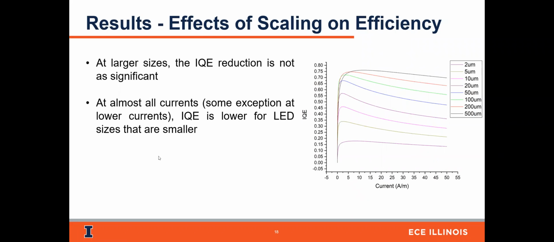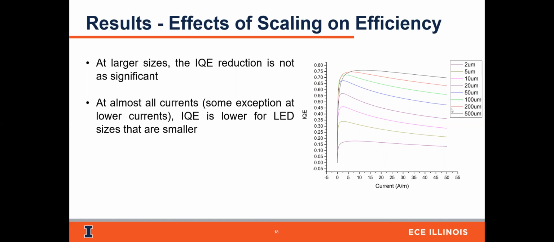The second result shows the current density as a function of internal quantum efficiency for different mesa sizes, different micro LED sizes. At a larger size, the IQE reduction is not significant, for example 500 micrometer, 200 micrometer, and 100 micrometer. You can see their peak IQE is about 70 to 75%.